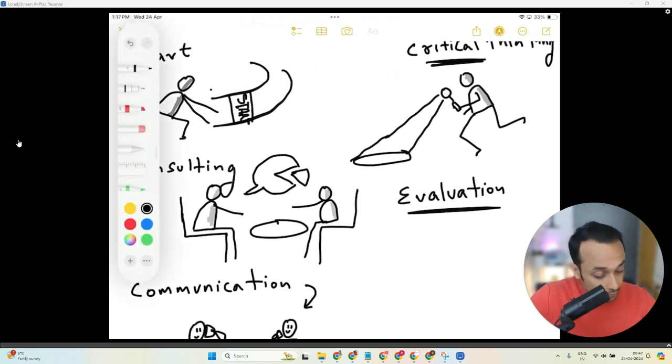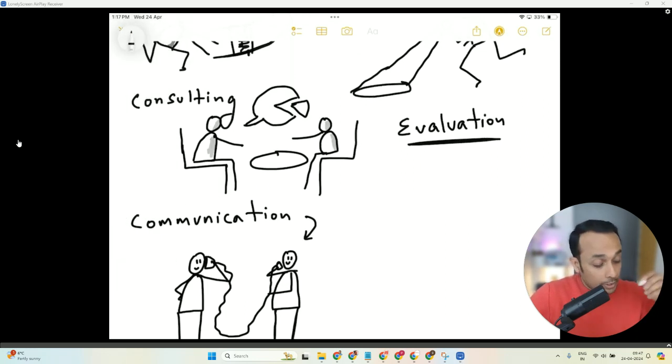I am going to draw evaluation now. So evaluation means somebody who is evaluating, and evaluating means tick marks and cross, and I'll be drawing a person like this.